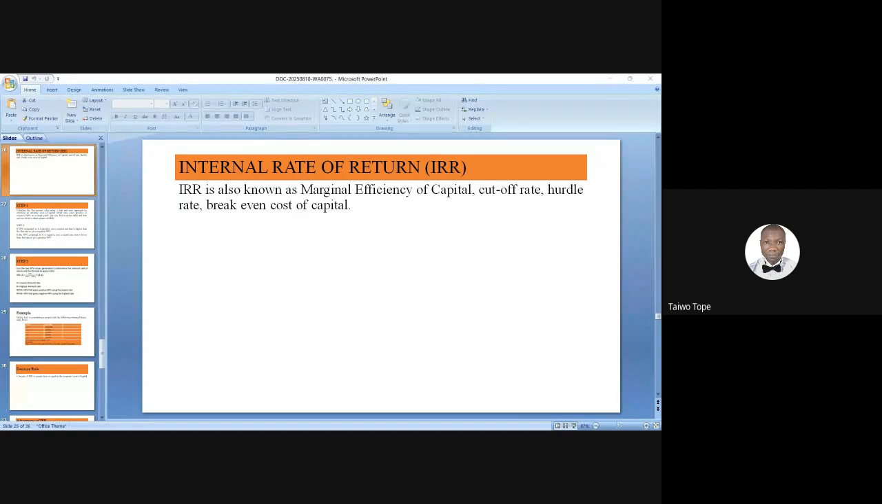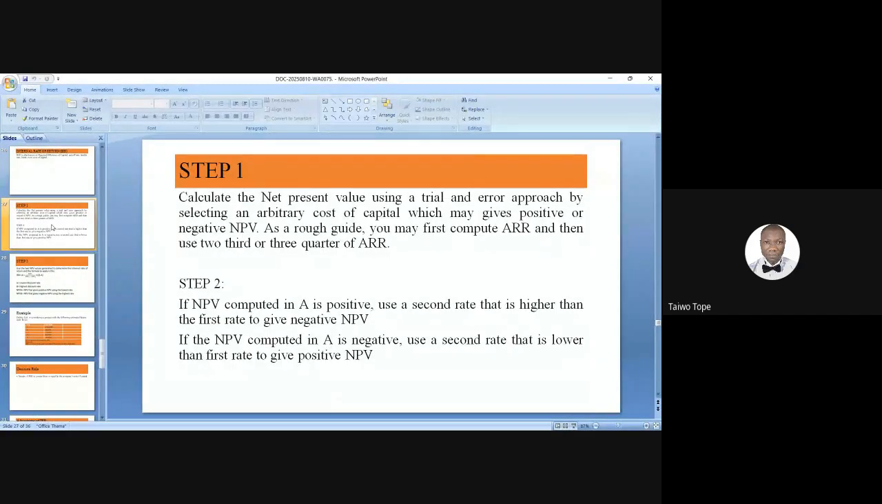So looking at the internal rate of return, the first step is what? Calculate the net present value using what? A trial and error approach by selecting what? An arbitrary cost of capital, which may give what? A positive or negative NPV.